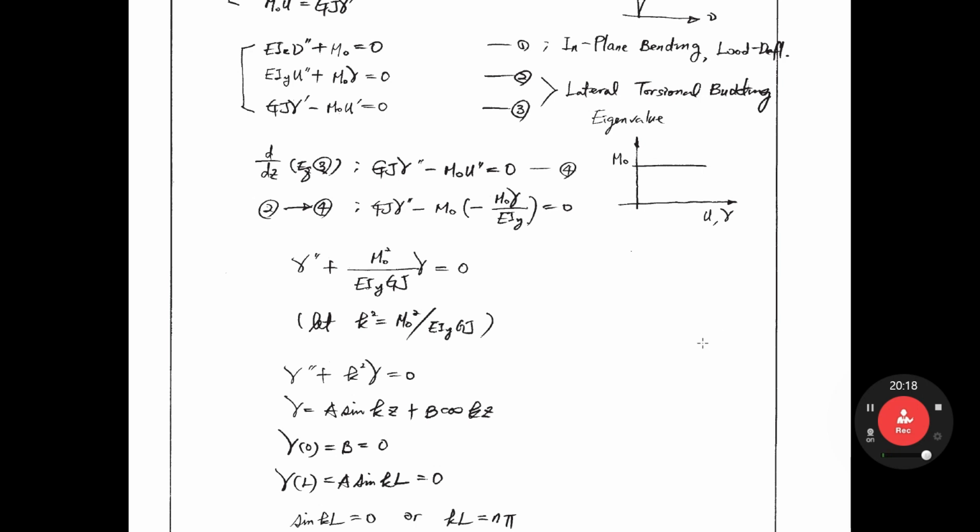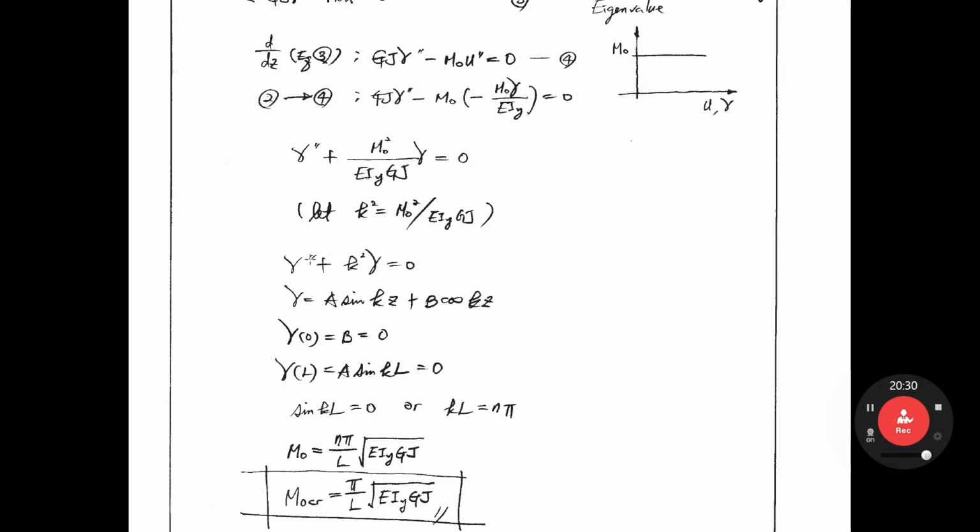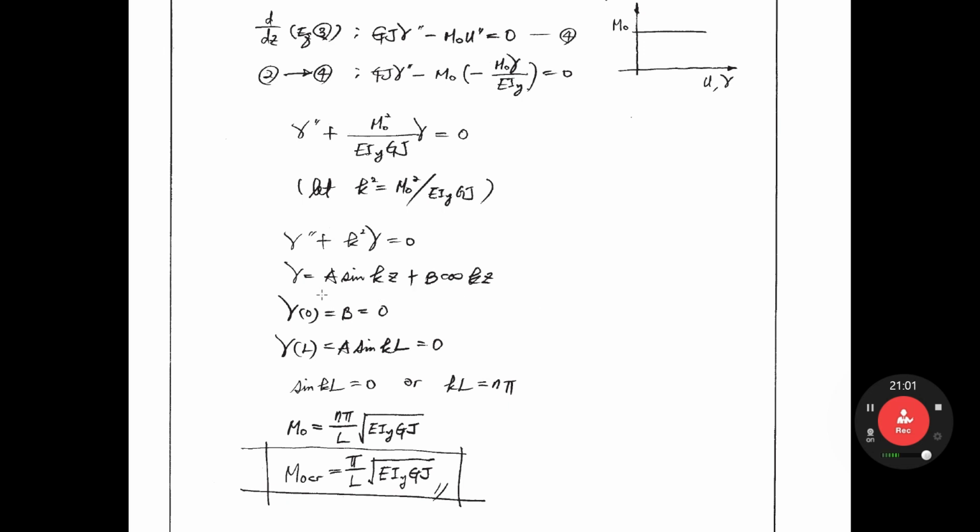We have some similarity between the column and the beam. So γ'' + k²γ = 0. It is a second order differential equation. What is the solution? γ = A sin kz + B cos kz. That is the homogeneous solution as well as the general solution. You have two unknowns, A and B.